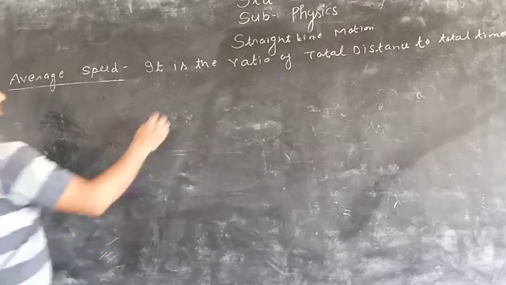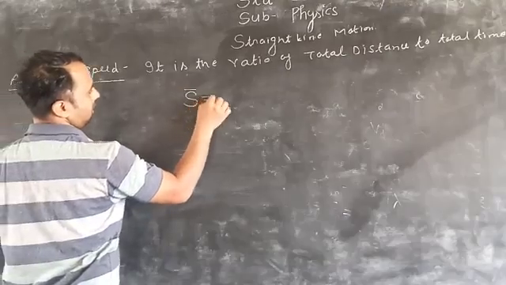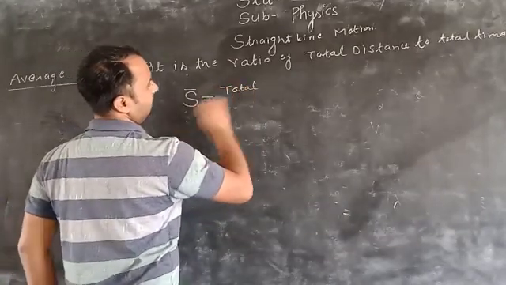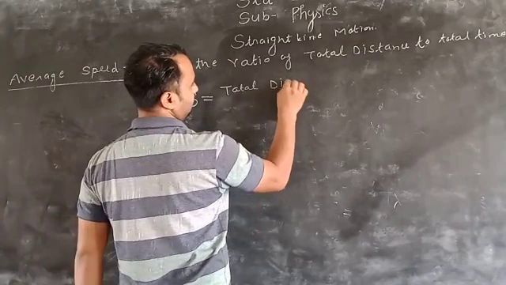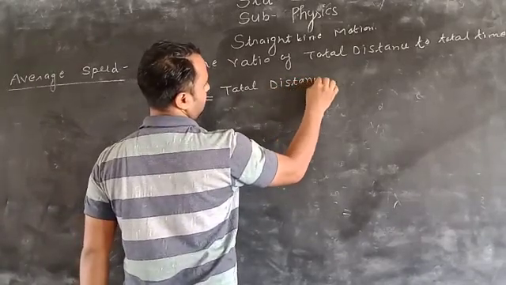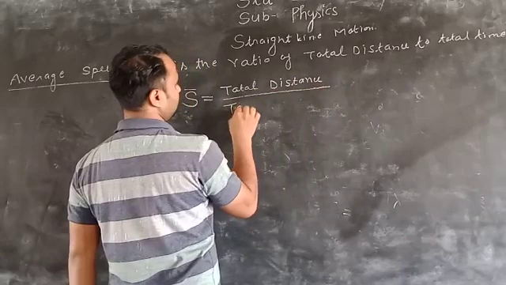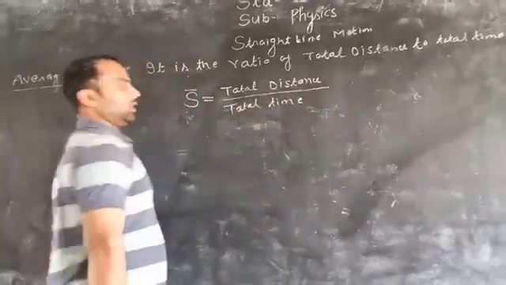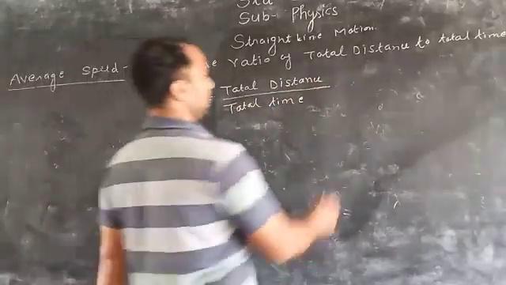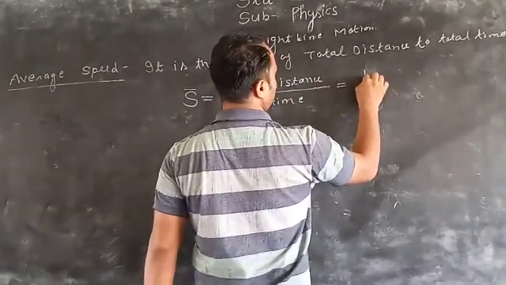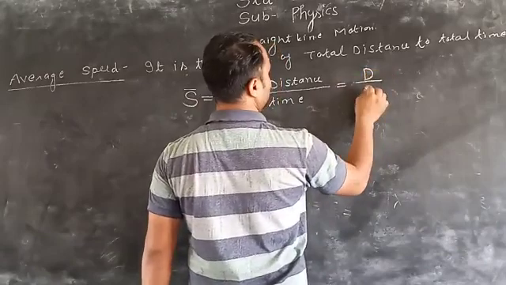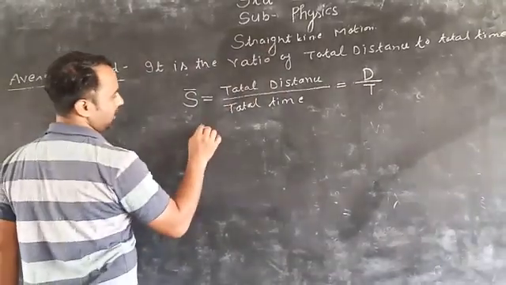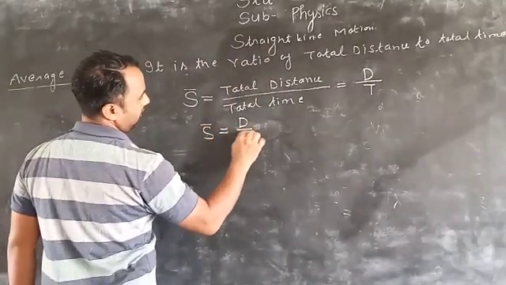So what is the formula for the average speed? S bar is equal to total distance upon total time. That is to be the average speed. That is to be total distance, that is to be d, and total time, that is to be t. And we have to remember this formula: average speed is equal to d by t.